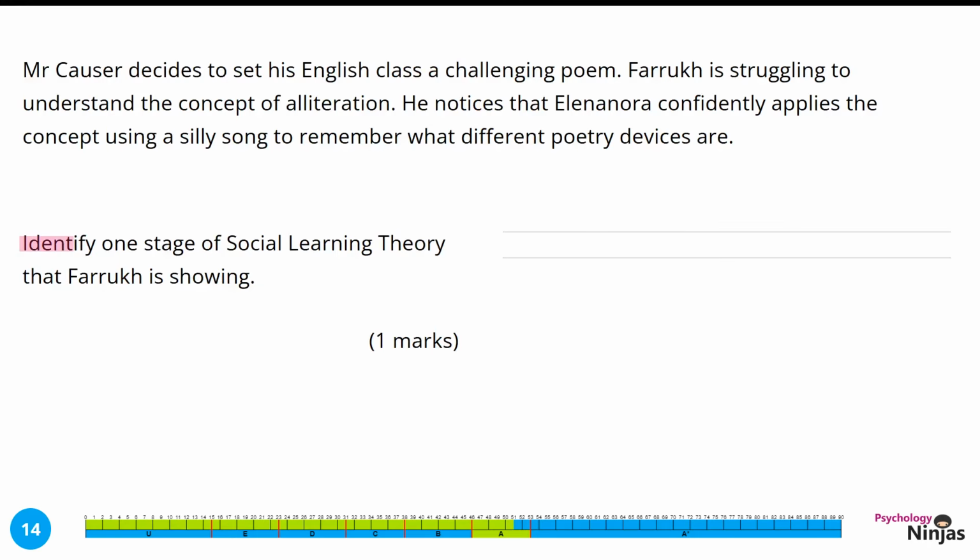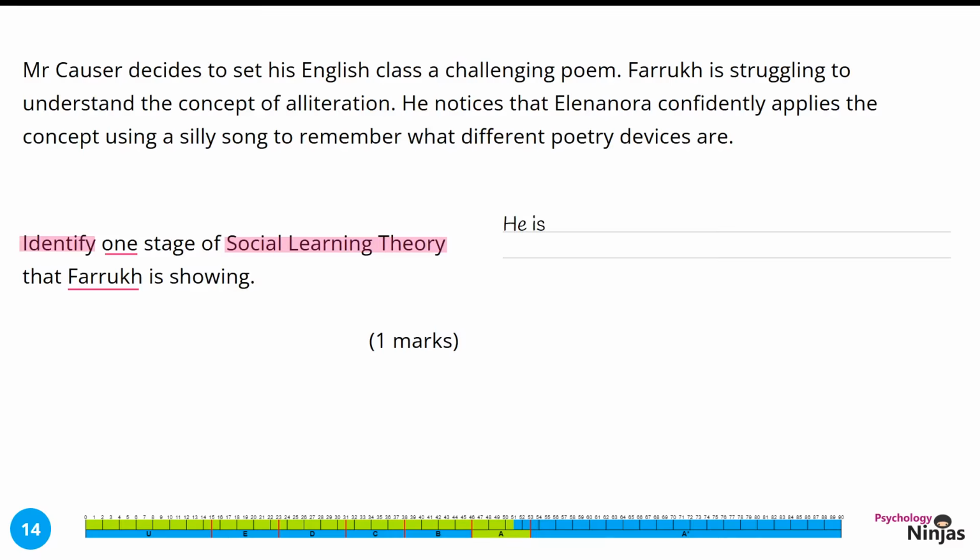Our command word is identify. This is looking for a statement or a single sentence in response to this question. Our focus here is social learning theory, so we're looking at ideas that are part of this particular theory within learning theories. We are only looking for one stage within social learning theory, and this must be linked to Farouk and the STEM and the information that we've been given for our 1 mark.